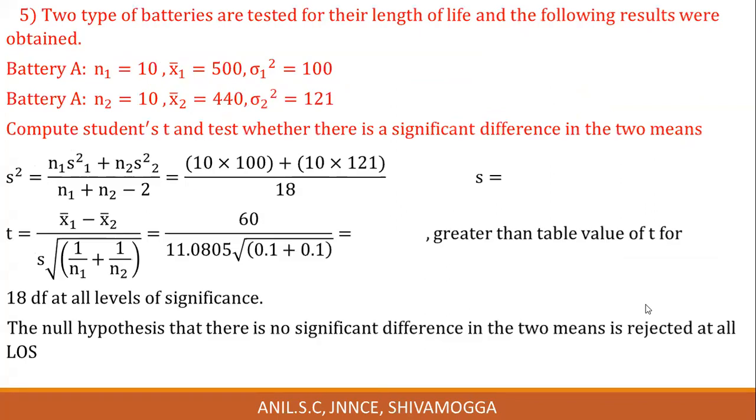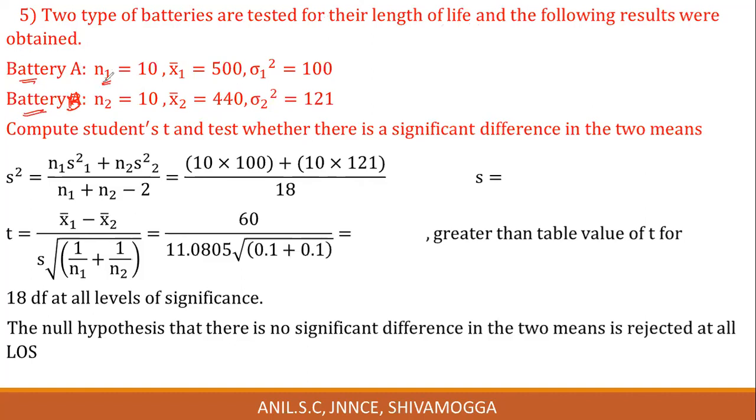Two groups are there. This is a little different problem. We use different expressions. I gave you this expression in yesterday's class. Two types of batteries are tested for their length of life, and the following results were obtained. Battery A and battery B. This is battery A, and this is corresponding to battery B.